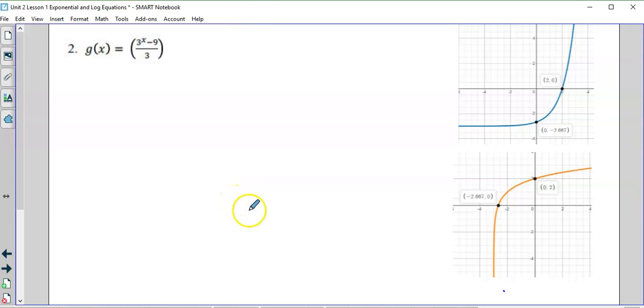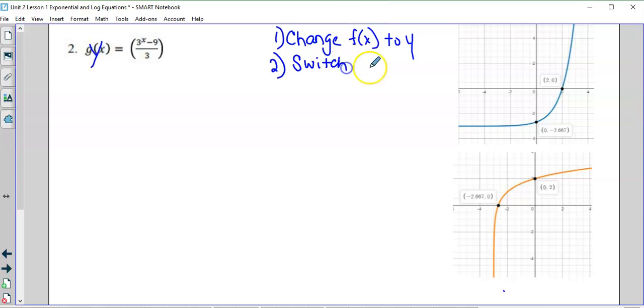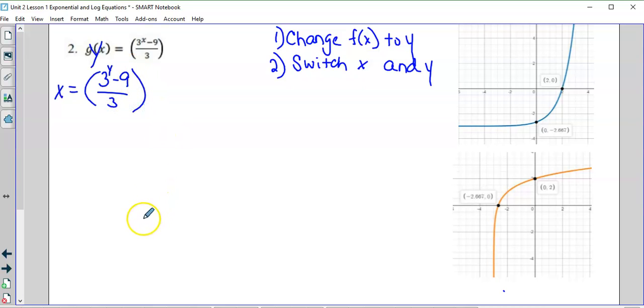Okay, so inverse functions. First thing I want to do is, and I'll write this down, I want to change f of x to y. Okay, so I'm just gonna write over it. I'm just gonna make a y. Okay. Second step, switch x and y. So rewrite it on the next line, make this an x equals. And then just rewrite that whole thing, 3 to the y minus 9 over 3. So that's the next thing you do.